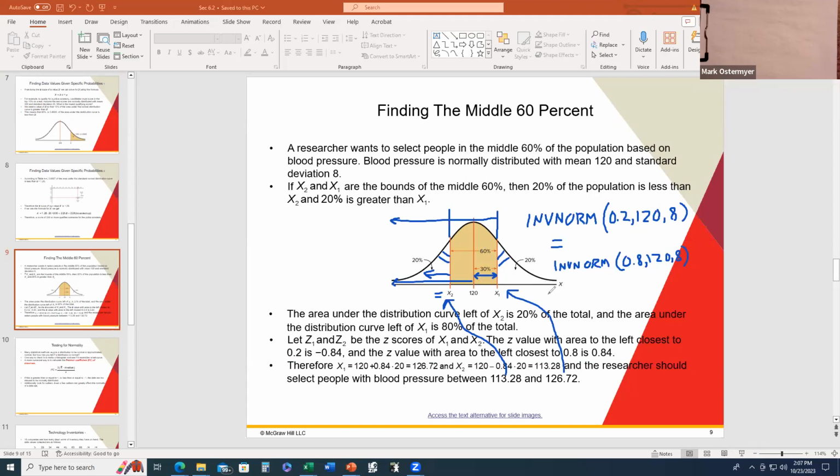Okay, there you go. Another way of looking at this is this way. If I was to randomly select a person from the populace, what is the probability that their blood pressure would be between 113.28 and 126.72 millimeters of mercury? That'd be a 60% chance. So what's the probability of selecting somebody and their blood pressure exceeding 126.72? You would say the probability would be what? 20% chance. What's the probability of randomly selecting somebody and their blood pressure being less than 113.28? You would say 20% chance. Is this making sense here?